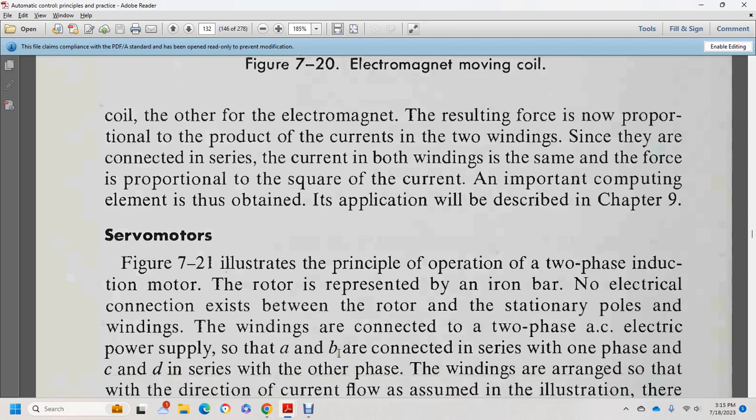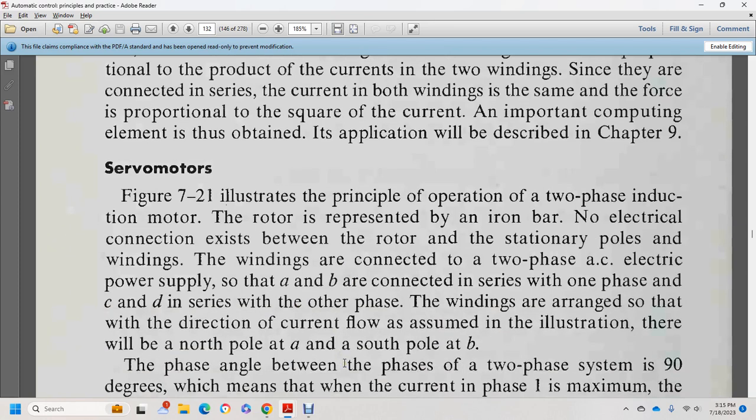Servo motor. Figure 7-21 illustrates the principle of operation of a two-phase induction motor, with the rotor an iron bar. No electrical connection exists between the rotor and the stationary poles, and the winding wires are connected to a two-phase AC electrical power system. A and B are connected to one phase, and C and D to the other phase.